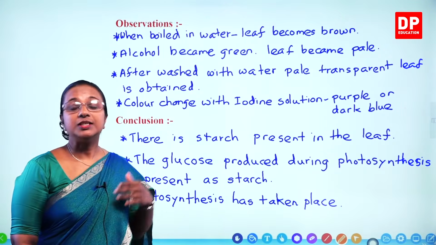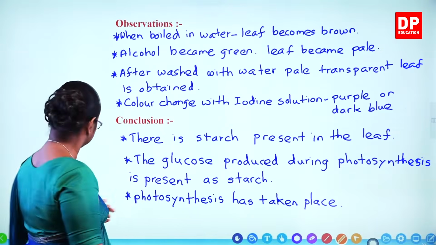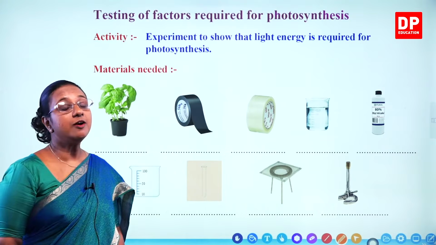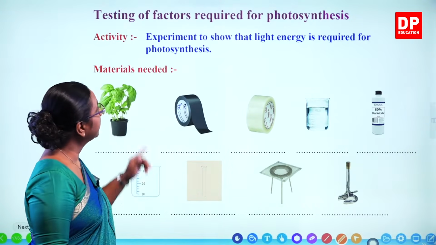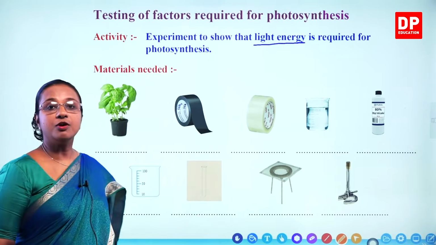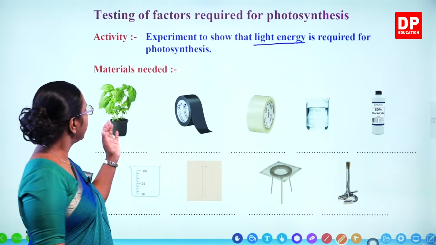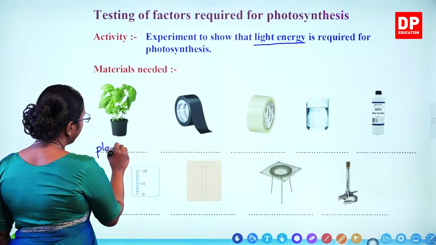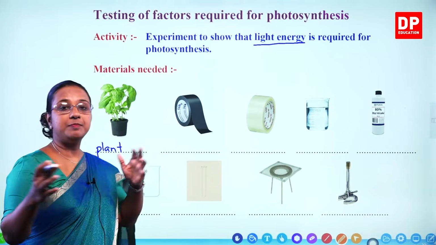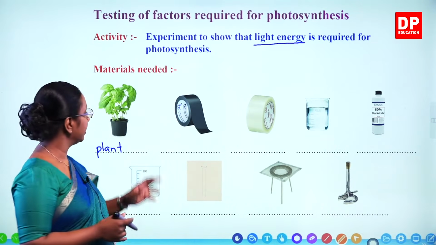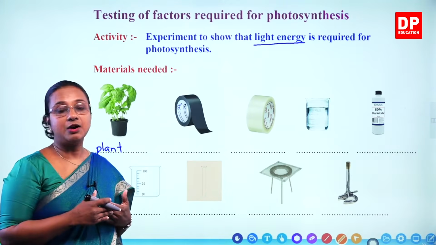Now we will move on to the next activity. Testing of factors required for photosynthesis. You all know there are 4 factors, and out of that, here we will show that light energy is required for photosynthesis. For that, we need to have a plant, usually a potted plant, a small plant, which can be moved to the lab and back to the garden to expose it to sunlight like that. So something that can be carried around easily.